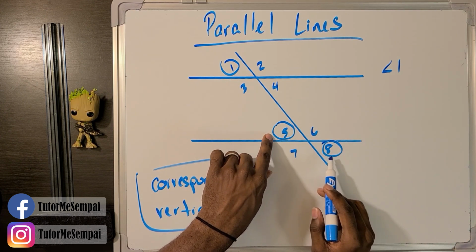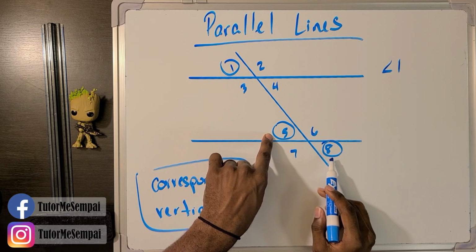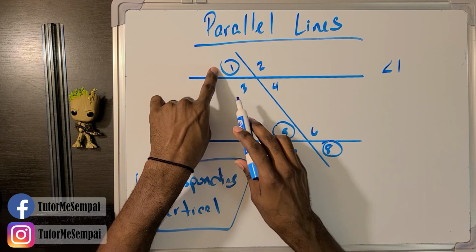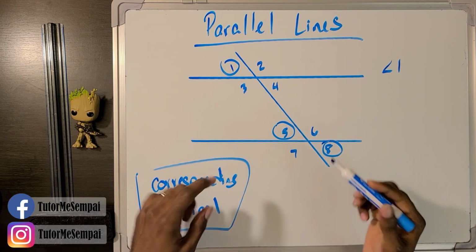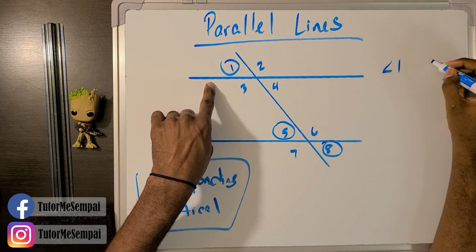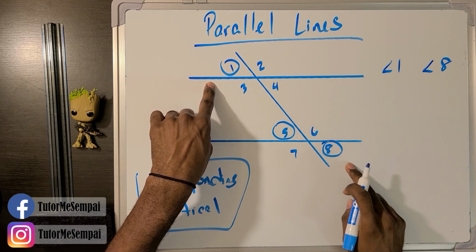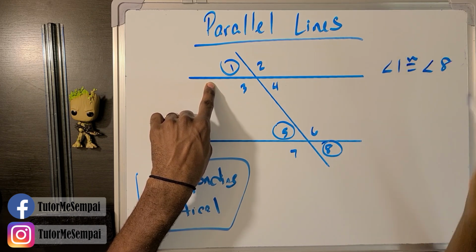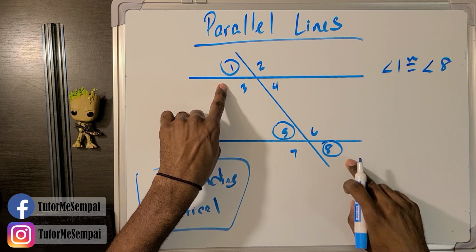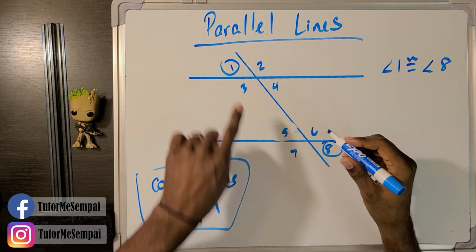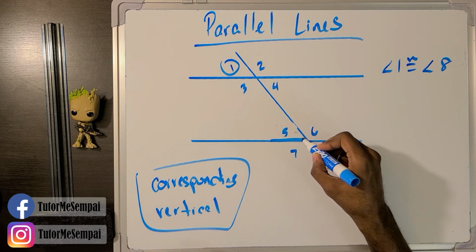So if angle 5 and angle 8 are vertical angles, thus congruent, and angle 5 and angle 1 are corresponding angles for parallel lines, also congruent, what do we know about angle 1 and angle 8? Angle 1 and angle 8 are also going to be congruent. I'm going to get rid of this circle here, so we're just focusing on angle 1 and angle 8.